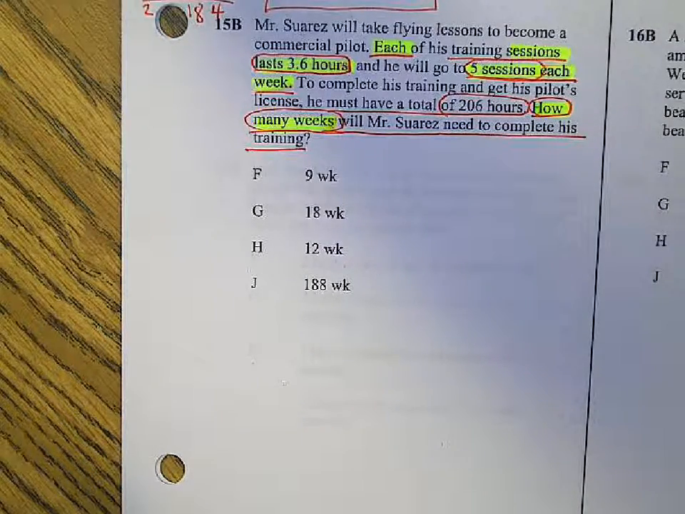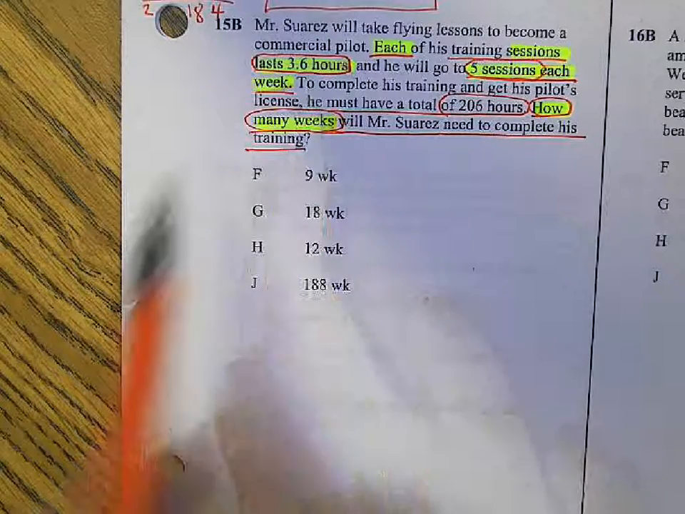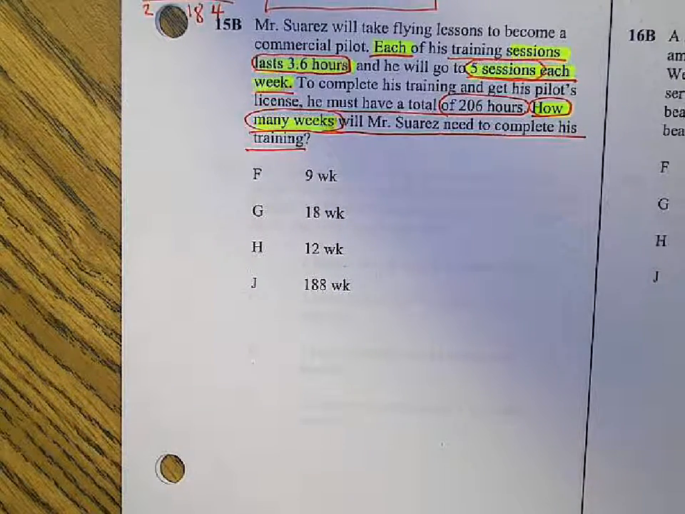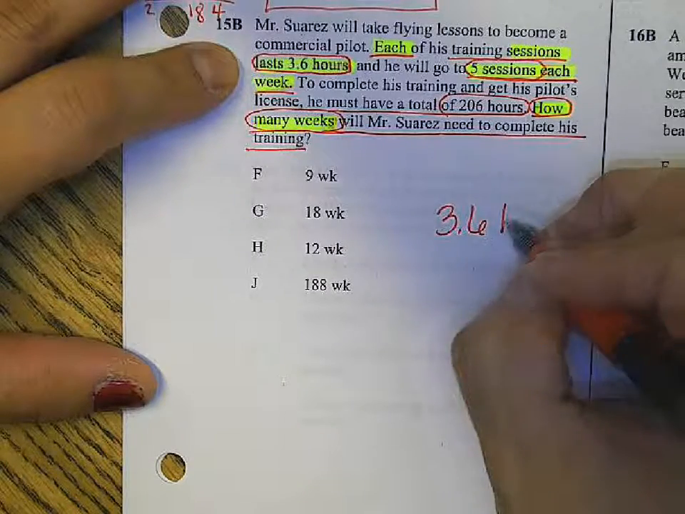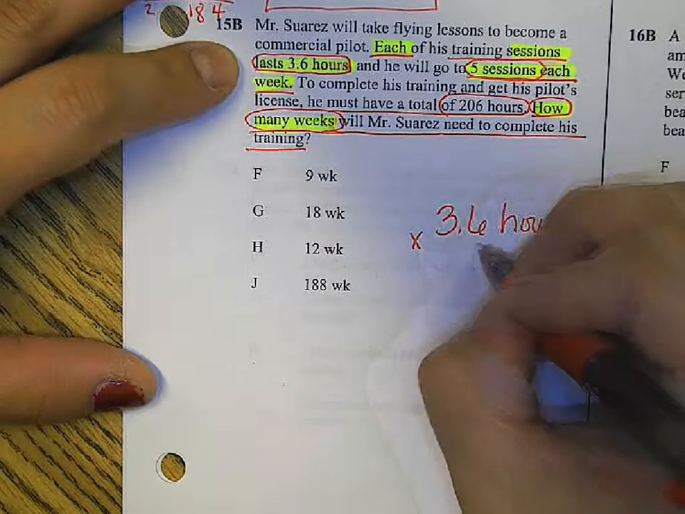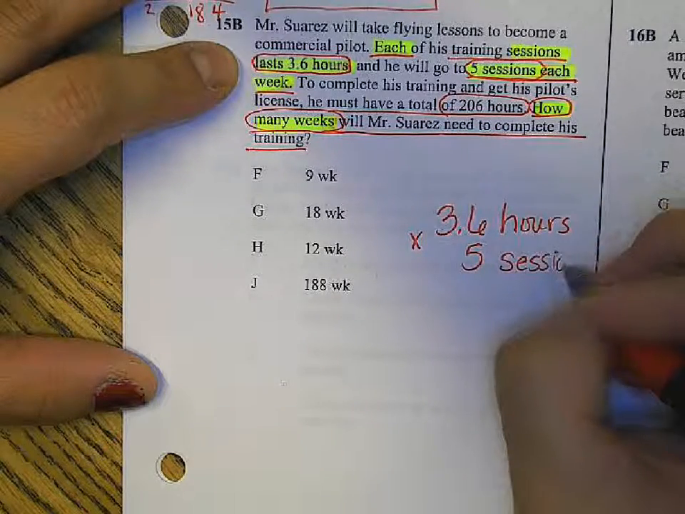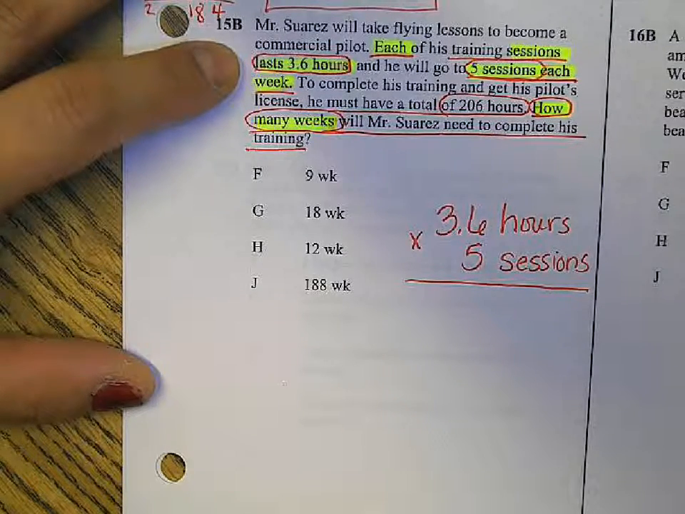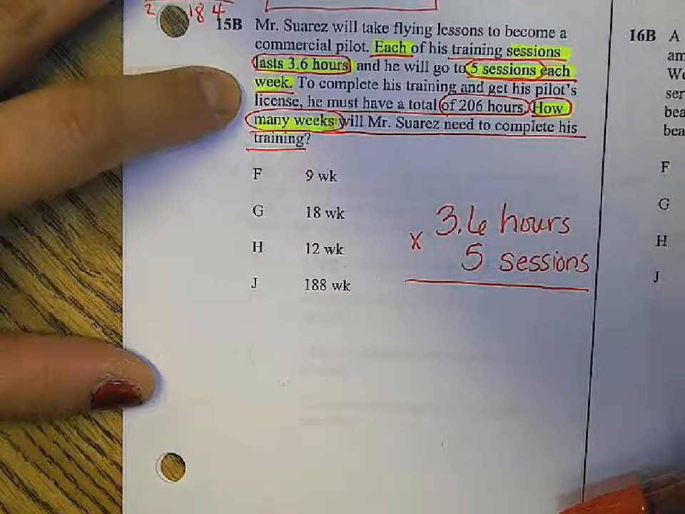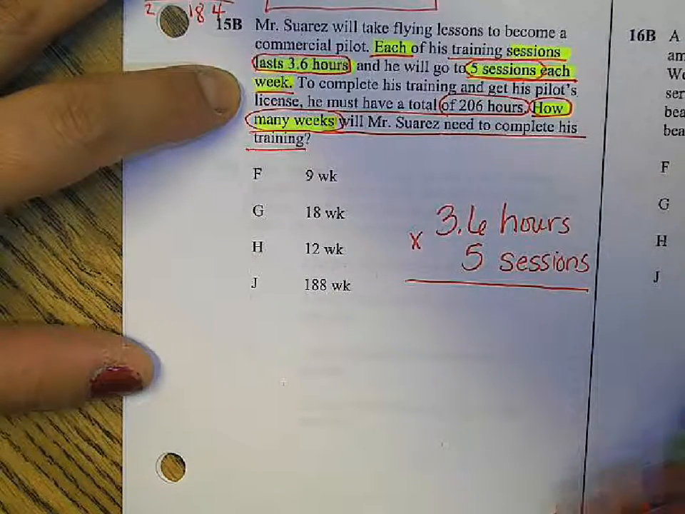Let's think this question through. Instead of Mr. Suarez, let's say you. You need to go to a training that lasts 3.6 hours. And you go every day of the week. You go to 5 sessions a week. Okay? So you're taking your 3.6 hours times 5 sessions, right? Anybody confused so far? Everybody good? Okay. That's going to complete all of the first part of the word problem.